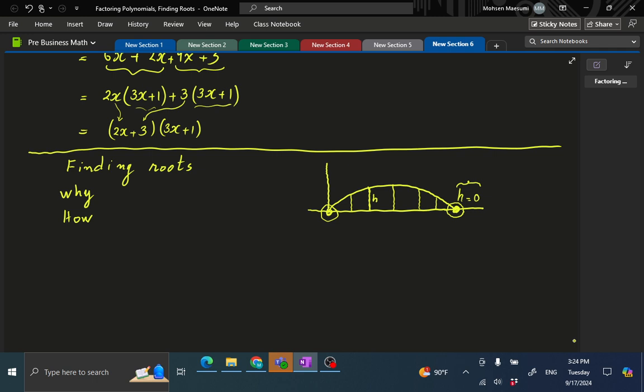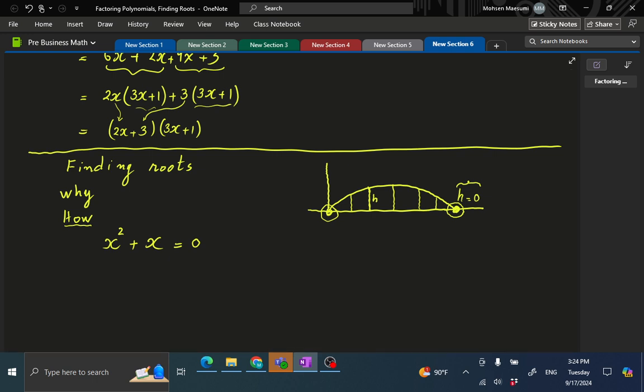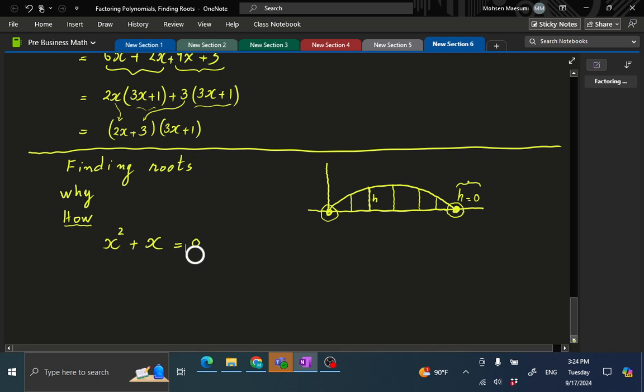Now let's start very simple. So we want to learn how to find the roots of an equation. Let's have a very simple equation. Suppose I have x squared plus x, and I want this thing to be 0. So the question is, what value of x placed here will make this thing equal to 0?